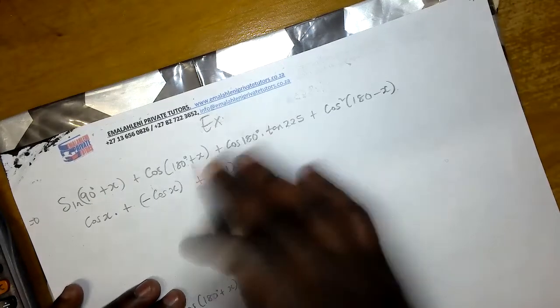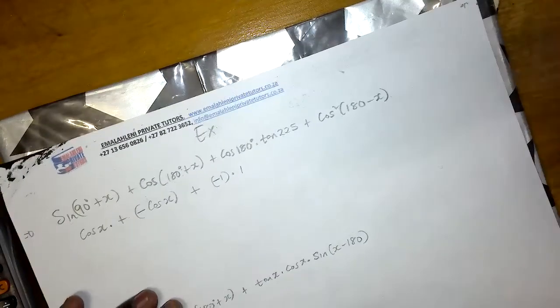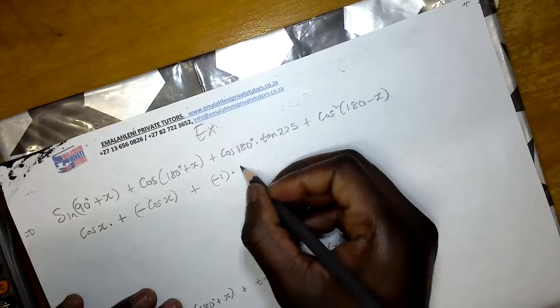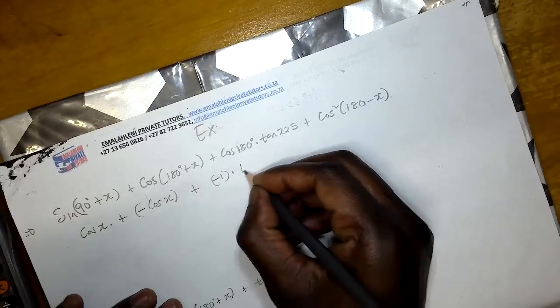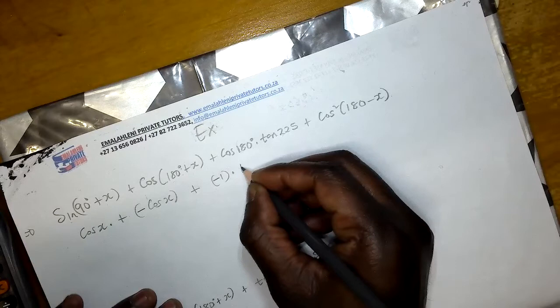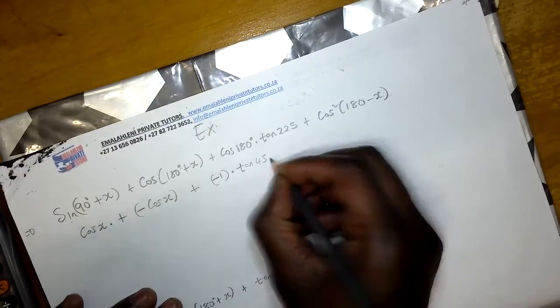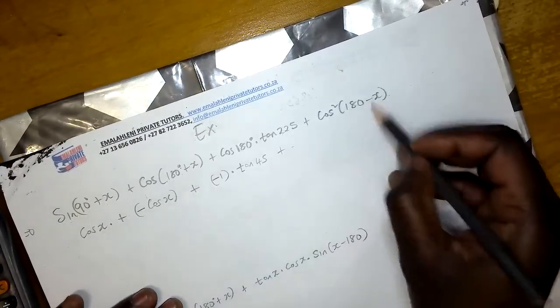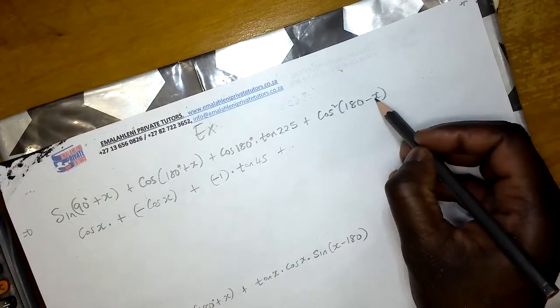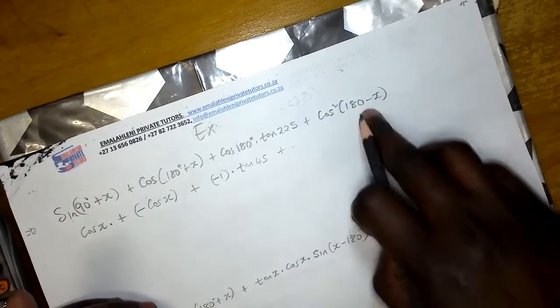Before we go here, this one, no, it's fine. Then here you're going to get tan 45. It's fine, I'm just going to put 1 here, tan 45, so that we understand. Plus cos squared of 180 minus x. 180 minus x is in the second quadrant, but this cos is negative.